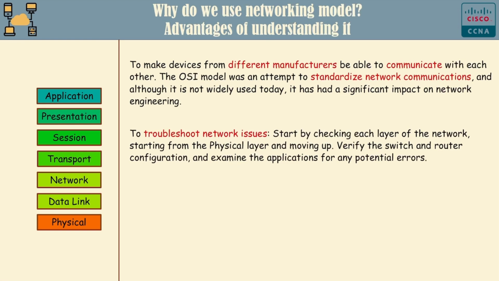So why do we use the OSI model, and what are the advantages of understanding it? To make devices from different manufacturers able to communicate with each other. The OSI model was an attempt to standardize network communications. Although it is not widely used today, it has had a significant impact on network engineering. To troubleshoot network issues, start by checking each layer of the network, starting from the physical layer and moving up. Verify the switch and router configuration, and examine the applications for any potential errors.